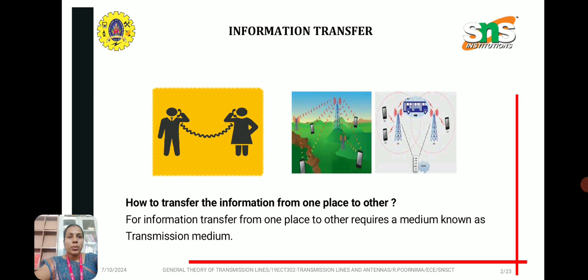So what is information transfer, and how do we transfer information from one place to another? Information transferred from one place to another requires a medium known as a transmission medium. The medium is an important part of transferring the information. It is the main part of communication, so any communication system consists of at least one medium.